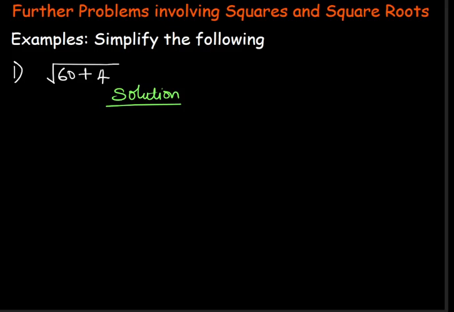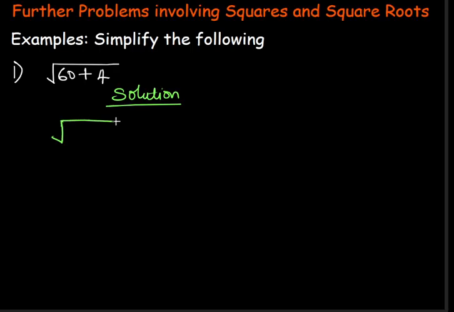So we'll be taking further problems involving squares and square roots. So let's see what we have. Number one, simplify square root of 60 plus 4.